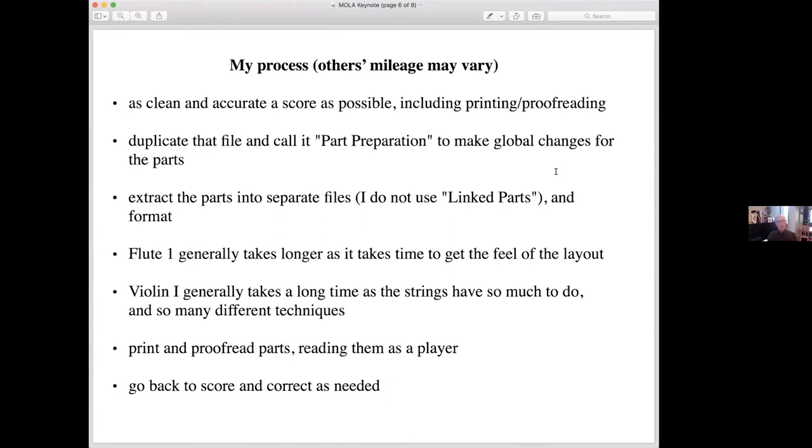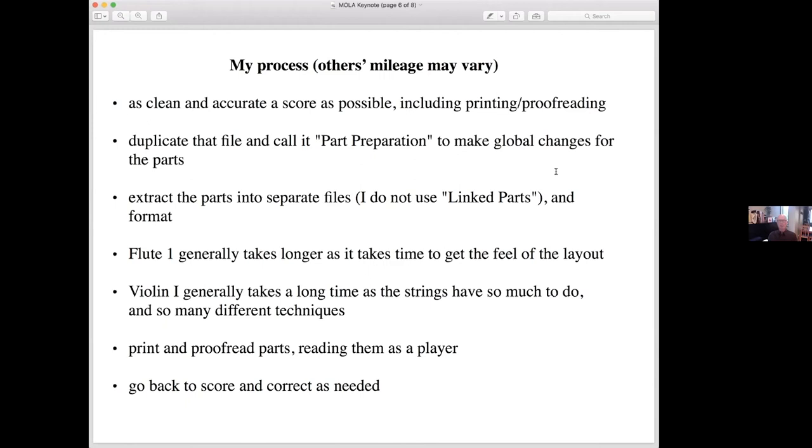So I will start with the flute one part. I start at the top of the score. It generally takes me a while because it takes a little time to get the feel of what the layout's going to be and where the page turns are generally going to end up. Once you get flute one, flute two is a little easier. Oboe one is a little easier because the woodwinds often do similar things at similar times, so the layout ends up being similar. And I can have flute one and flute two open at the same time and compare them, and it makes it go faster for me.